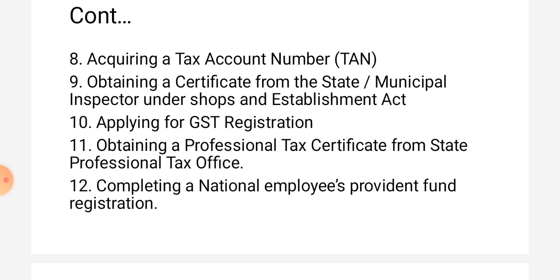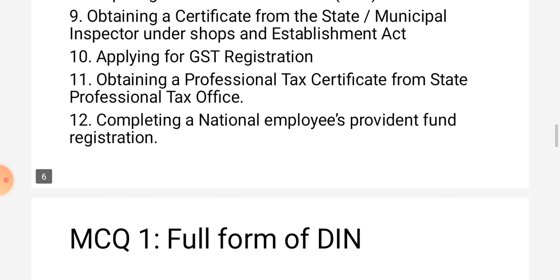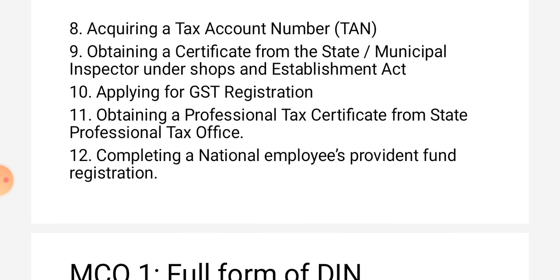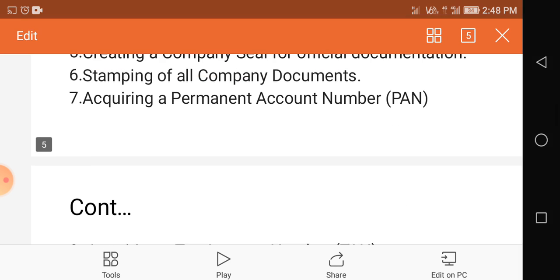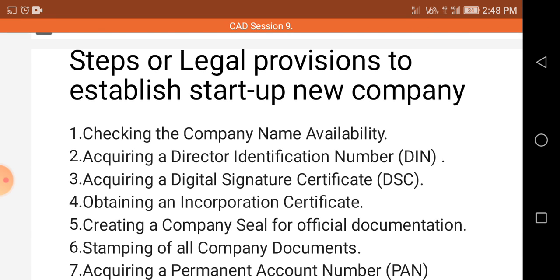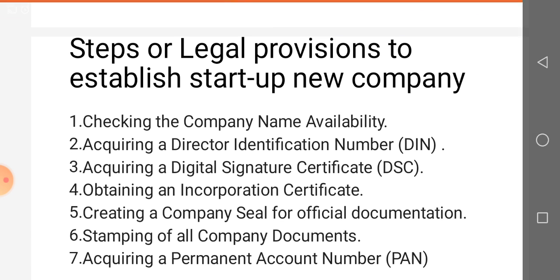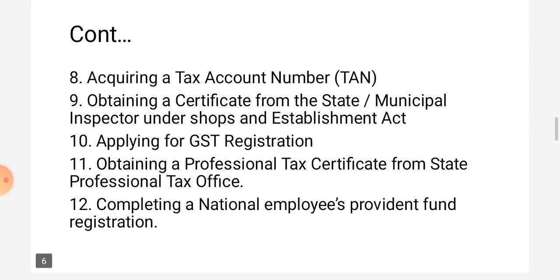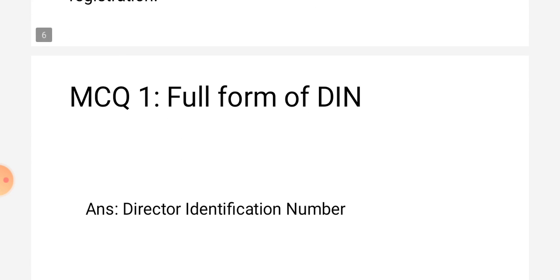And number 12 is completing the National Employees Provident Fund registration. After that they have to go for the Provident Fund, that is PF account registration, also. By this they can start a company. These are the formalities that the person who is going to start a company has to follow. Now let us see some simple and very important MCQs.